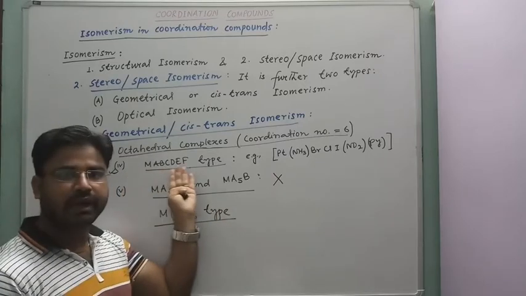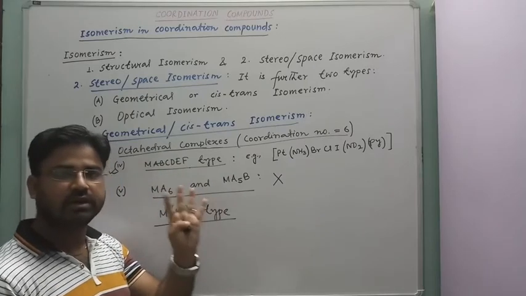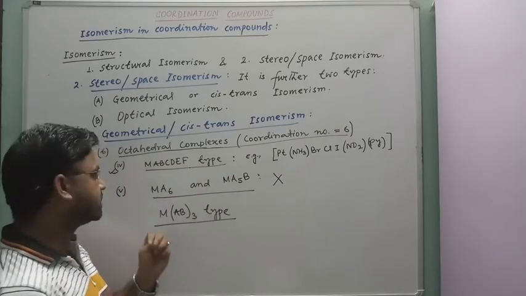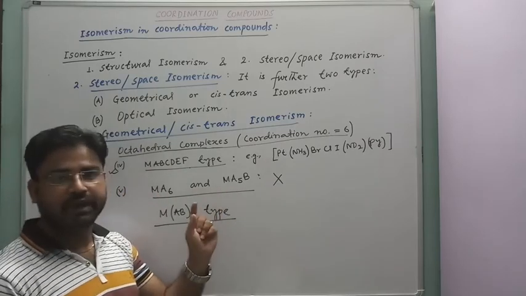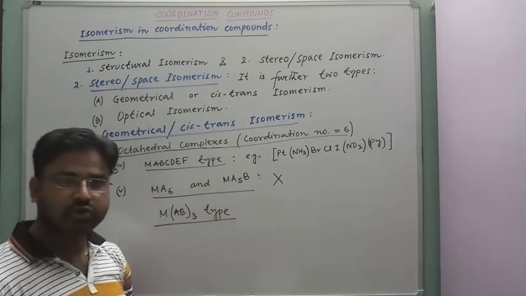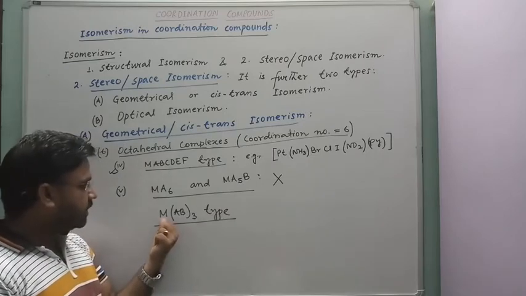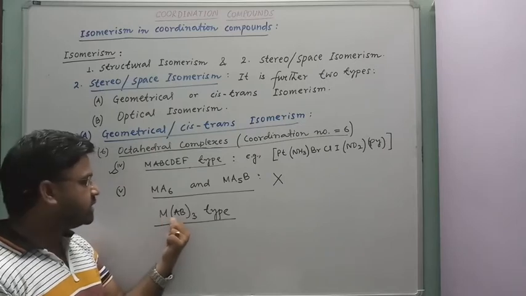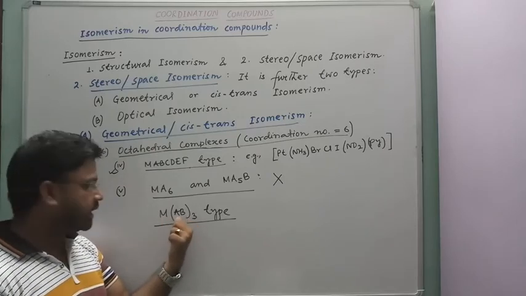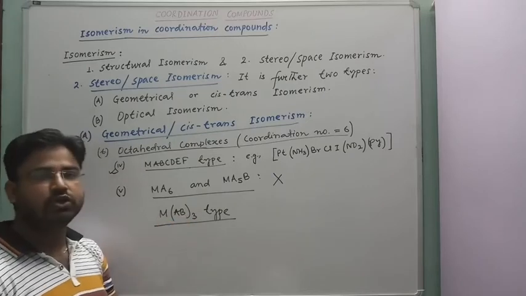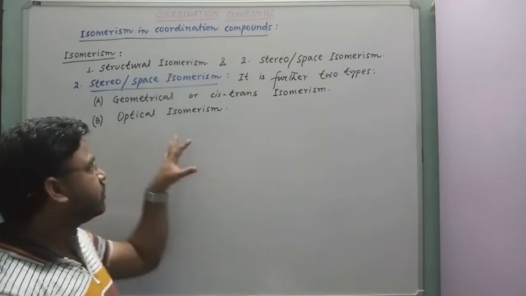Number 4, MABCDEF, that means 6 different monodentate ligands can give 15 different isomers. But MA6 or MA5B type of compound would not show any geometrical isomers. Whereas if the octahedral complex contains didentate AB type ligands, then it can show geometrical isomers also. So geometrical isomer is over.